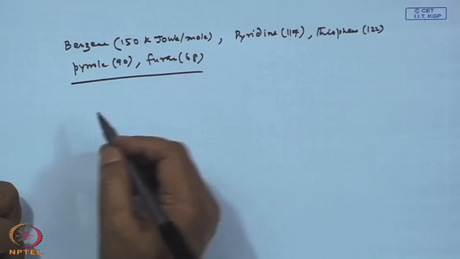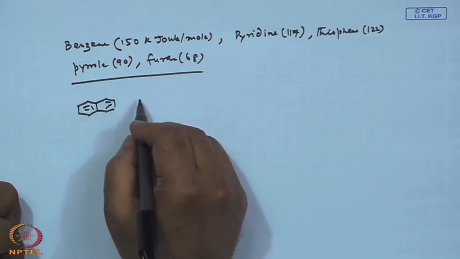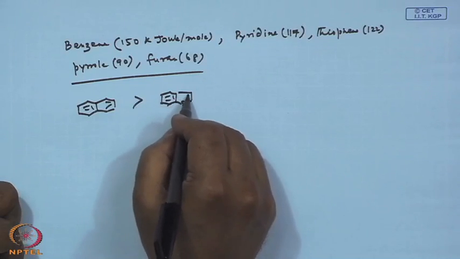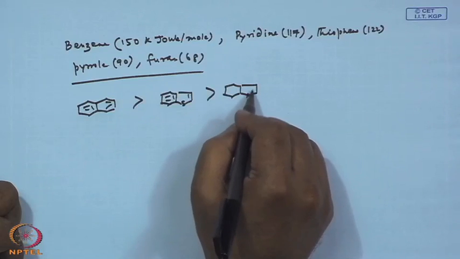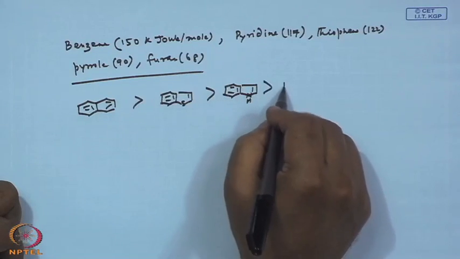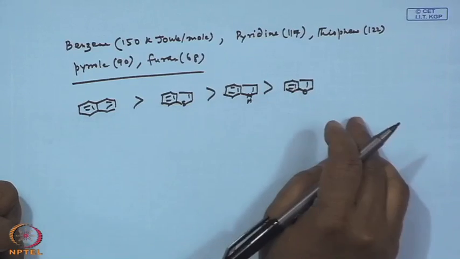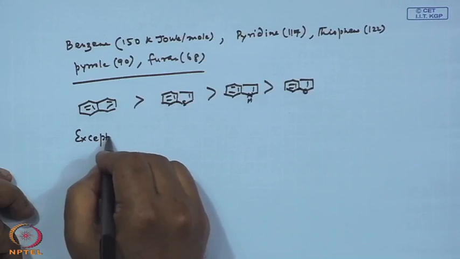Now if you take fused systems, for example, naphthalene will have higher resonance energy than benzothiophene. Benzopyrrole is basically nothing but indole. Then benzofuran. So this is the order. Again it complies with the previous trend: electronegativity increases, resonance energy decreases. But that is not always the case. In certain cases you will see a difference.